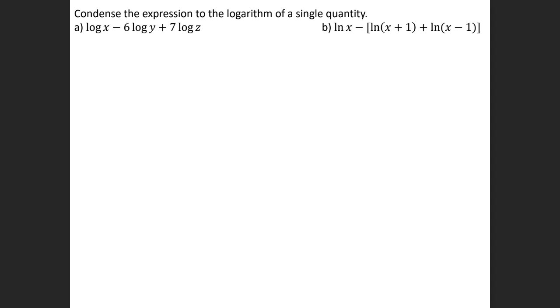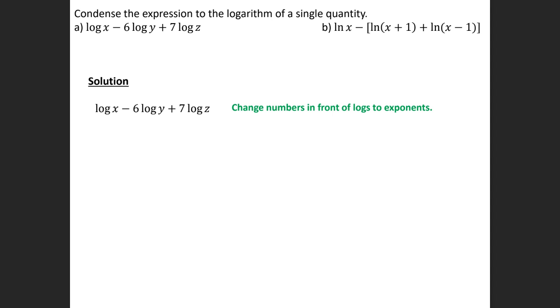So let's start in order. Let's start with our power rule. You see that I have two logs that have a number being multiplied to those logs. So again, this is the power rule. The 6 is going to become an exponent, and the 7 will become an exponent, giving me log of x minus the log of y to the 6 plus the log of z to the 7.